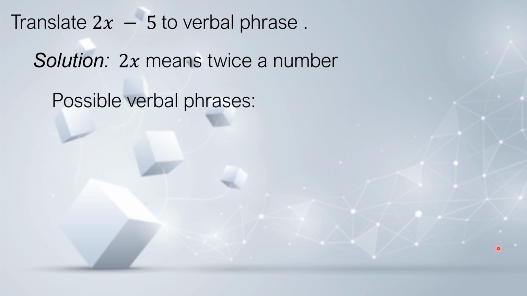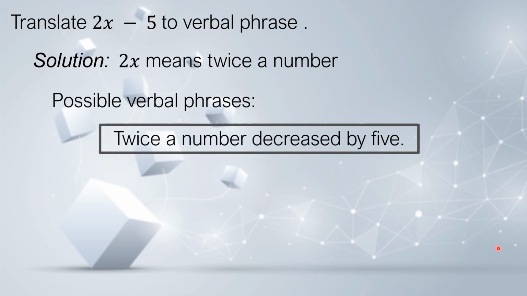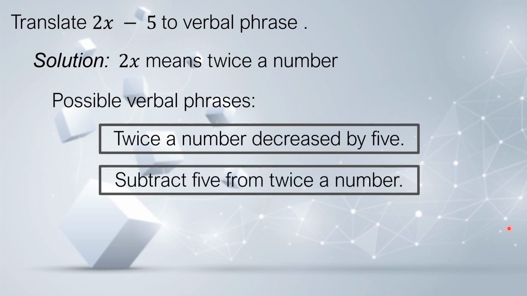And then, dudugtungan lang natin. So, ito yung mga possible verbal phrases. Twice a number decreased by 5. Kapag sinabing minus, pwede natin gamitin yung salitang decreased by. Or, pwede ring subtract 5 from twice a number. Again, gagamitin natin yung subtract from kapag mauuna yung nandito sa pangalawang term bago yung unang term. Or, pwede natin gawing subtract 2x to 5.